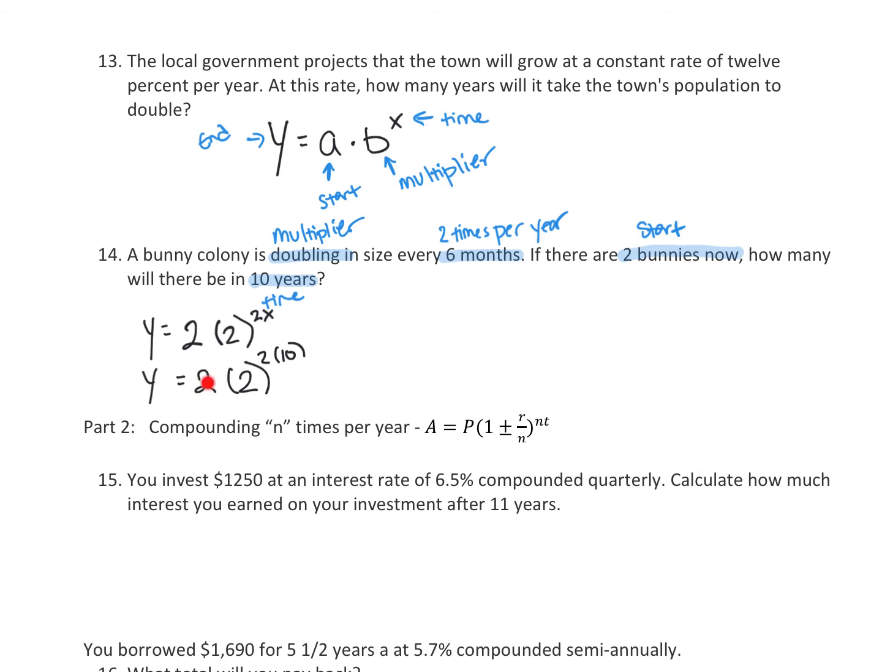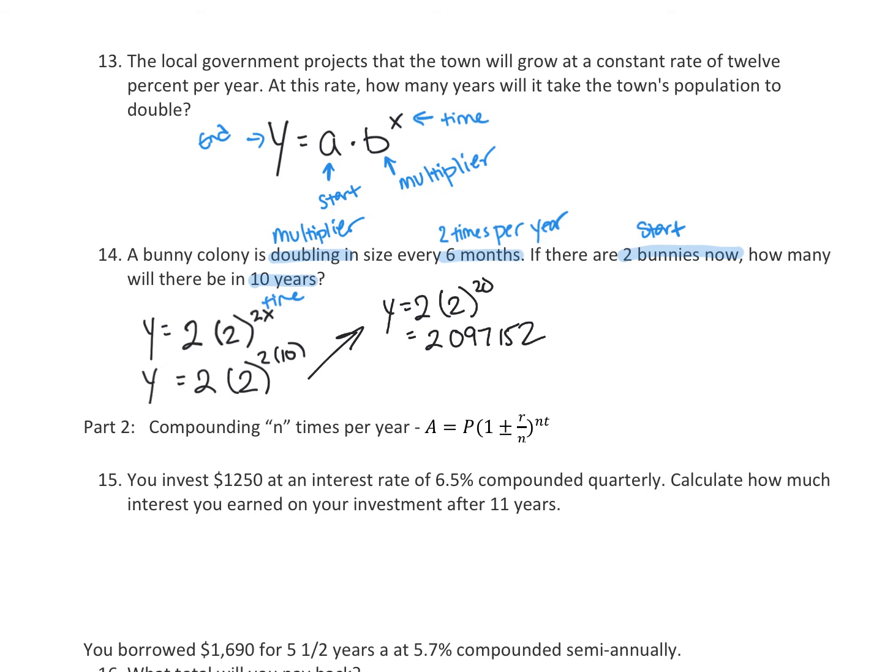So starting with 2 rabbits, or 2 bunnies, excuse me, and they're doubling twice a year for 10 years. That's what this means. So if we want to simplify this, we can say this is 2 times 2 to the 20, or if we plug this in all at once, that is 2,097,152.